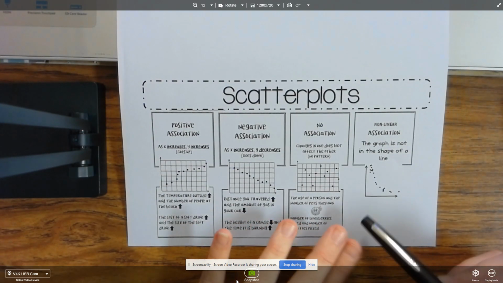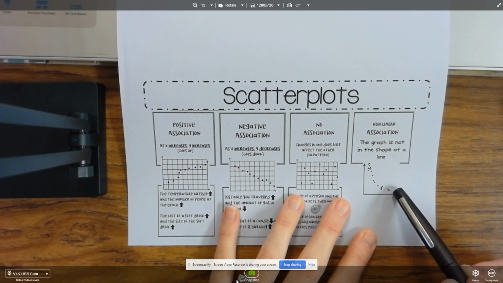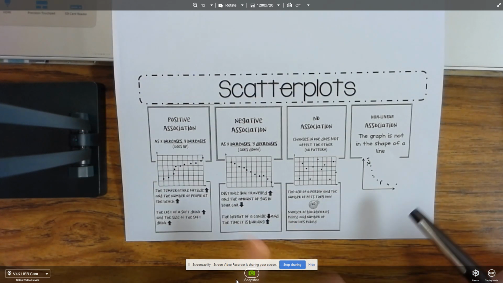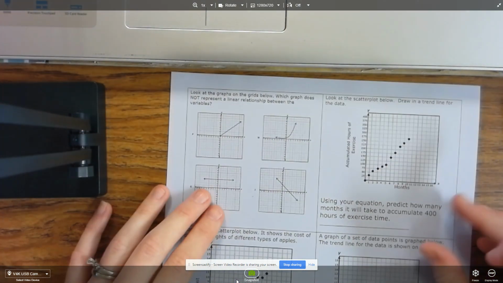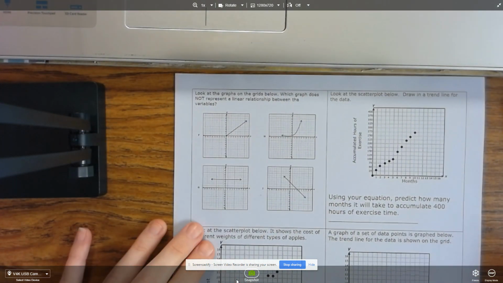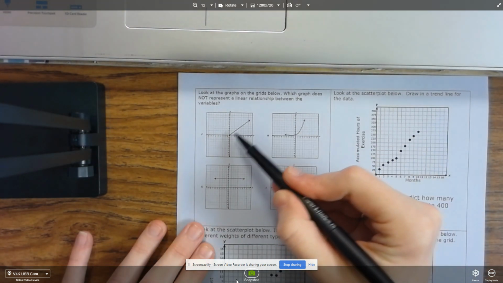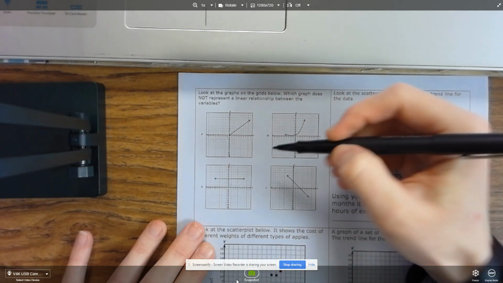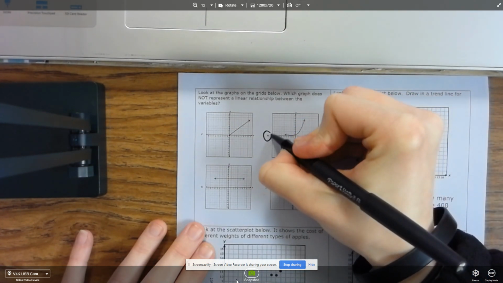And then the last thing is a nonlinear association. So nonlinear are going to form this curve. The graph is not going to look close to a nice, pretty straight line. So inside here, the first one says, look at the graphs on the grids below. Which graph does not represent a linear relationship? So when we look at all these, F, G, and J all form nice, pretty lines. H is the odd man out.